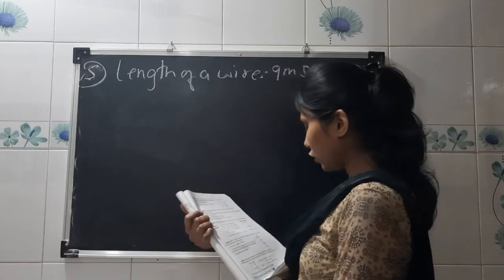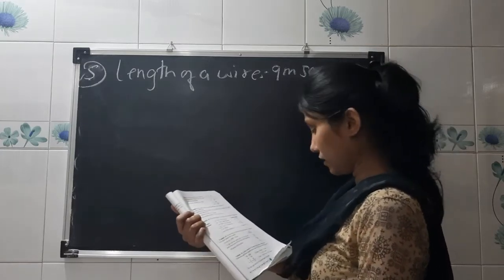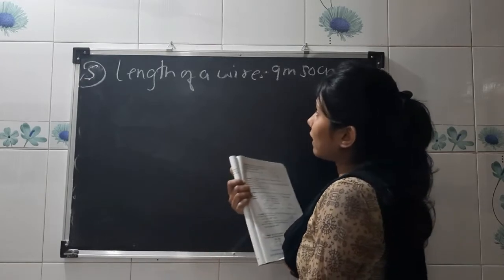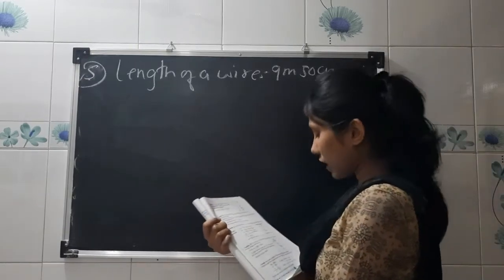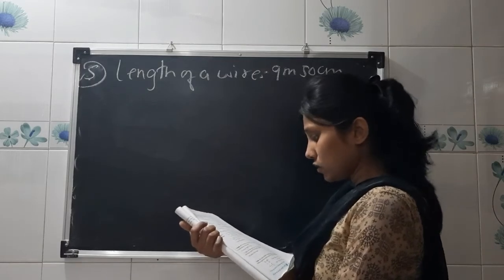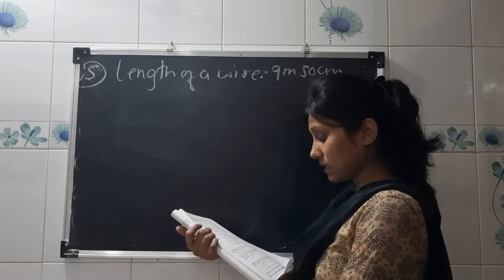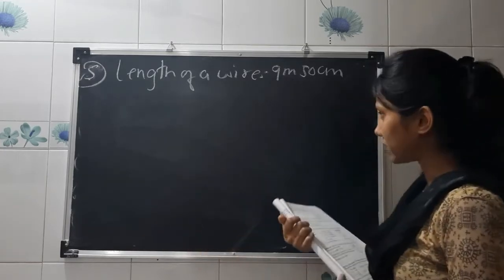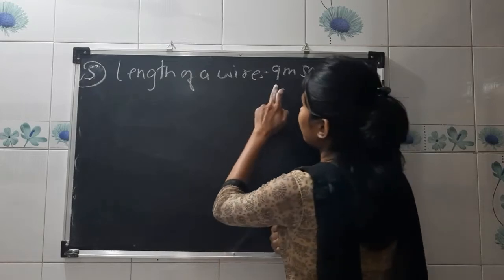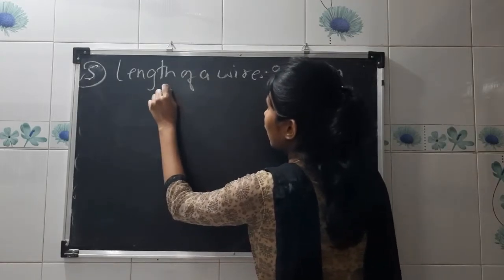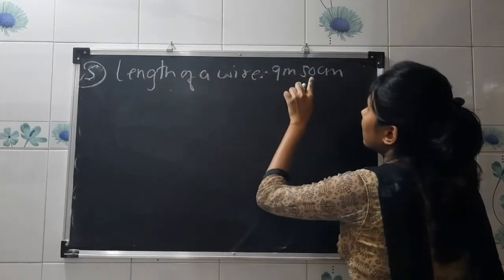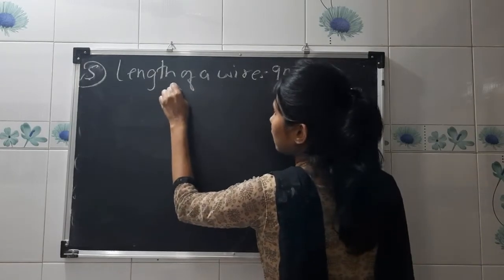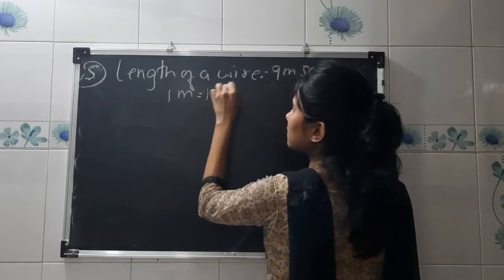If that wire is cut into pieces of 5 centimeter, each piece of that wire will be of length 5 centimeter. So we have to find out the number of pieces that will be made. How many pieces will be made of 5 centimeters? So first, we all know that 1 meter is equal to 100 centimeter.